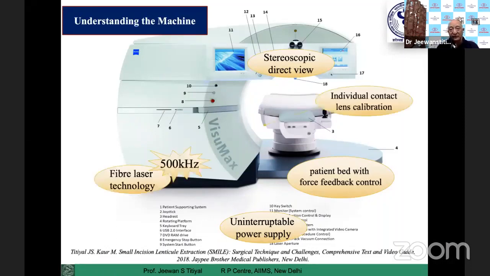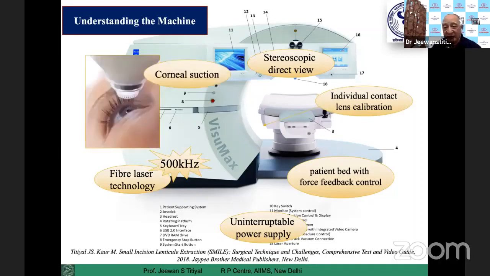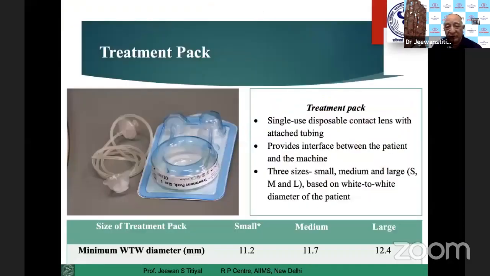And with fiber laser technology, the air conditioning or management of the OT is simpler than with other LASIK systems. Individual contact lens calibration is required for each patient, for each treatment, each eye, and the suction is lighter on the cornea. Therefore, the patient can see during the suction also.